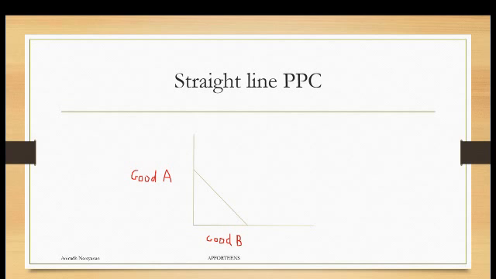A straight line PPC will generally show you a straight line, and this straight line PPC is going to show that there's a 1-to-1 ratio between good A and good B. So if you produce one less good A, you'll produce one more good B, and vice versa. So this could be like a 30-to-0 ratio, this is a 0-to-30 ratio, this is 15-to-15 in the center, etc.